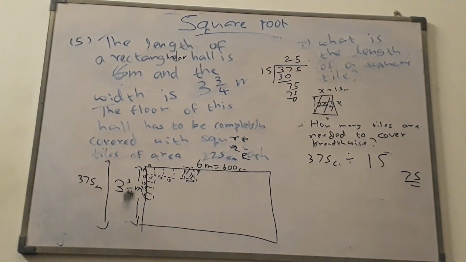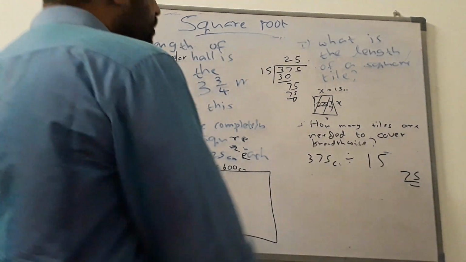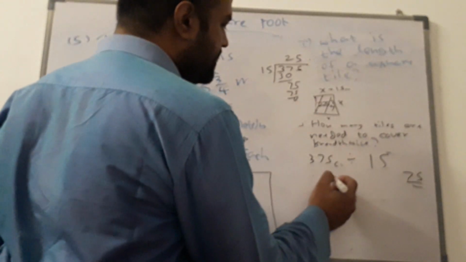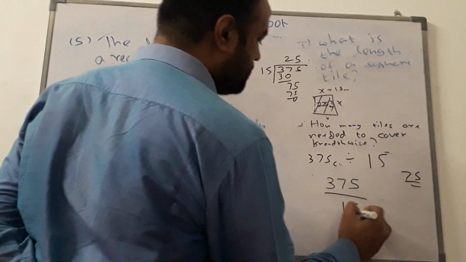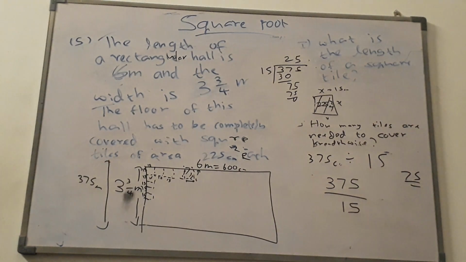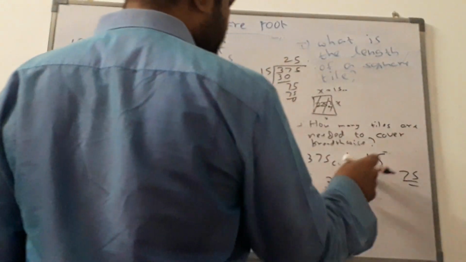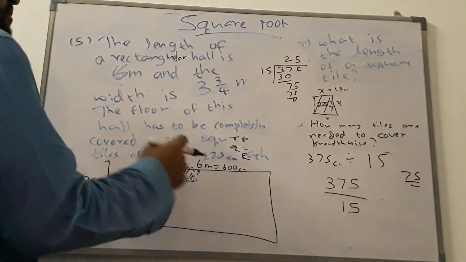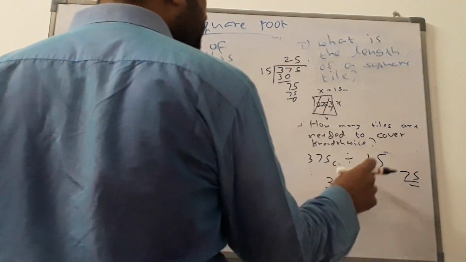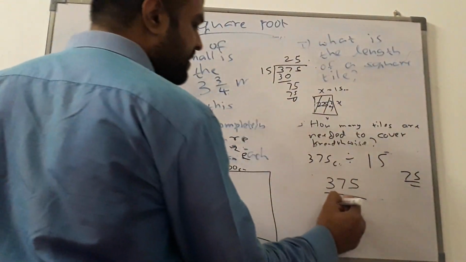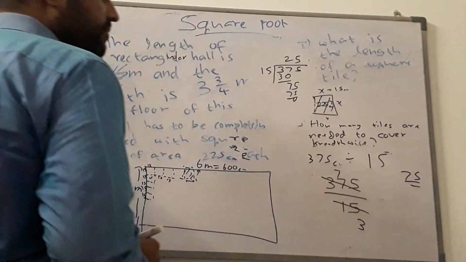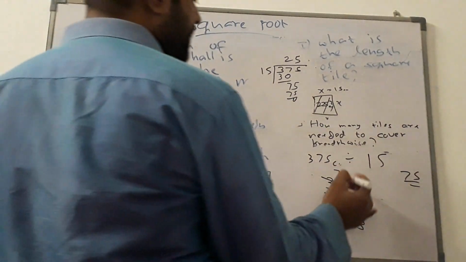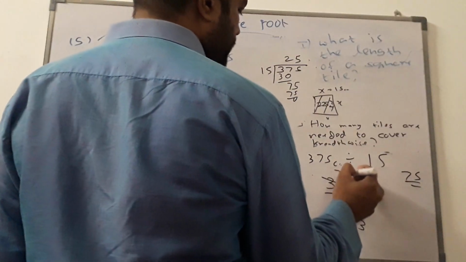But to get this figure, it is better if we do the simplification part. 375 divided by 15. Both can be divided by 5 because 5 is a common factor to both 375 and 15. 5 times 3, 5 times 7, 35. 35 to 37 remainder is 2. 25 means 5 times 5.